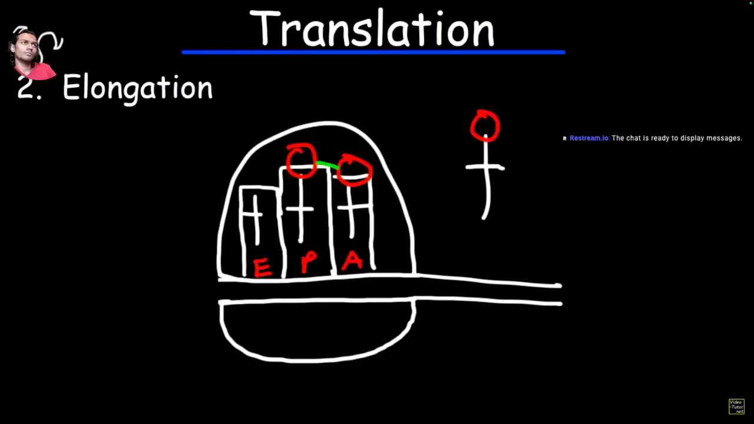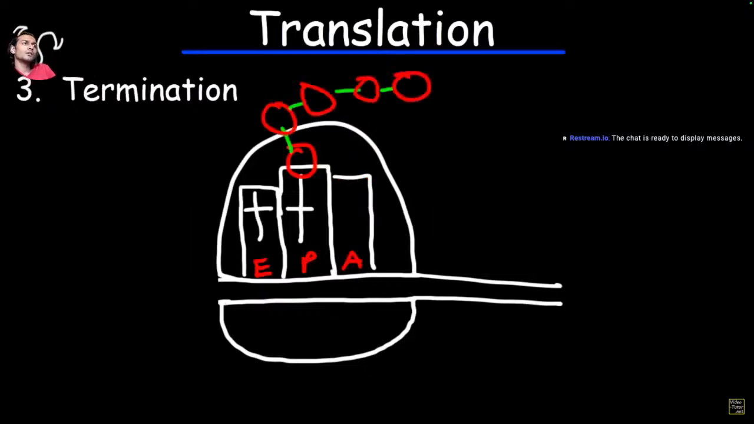And so what's going to happen is we're going to have a growing chain of amino acids that will leave or extend out of the ribosome. So make sure you understand that the tRNA molecules enter the A site and then they exit from the E site. And in the process, the amino acids are being joined together. So over time, this polypeptide chain is going to grow to form a protein.